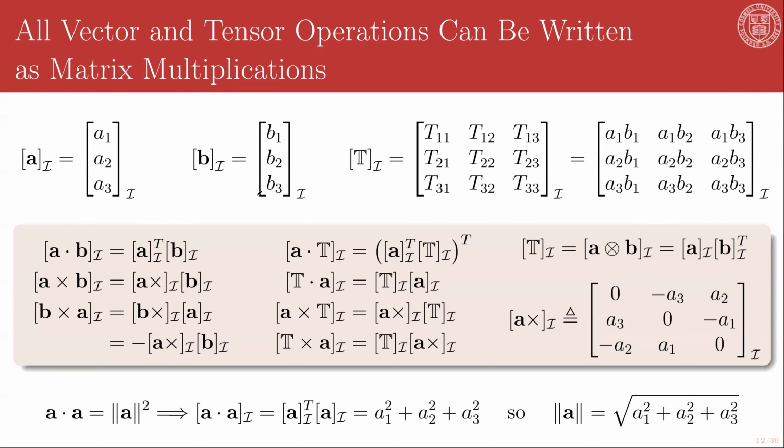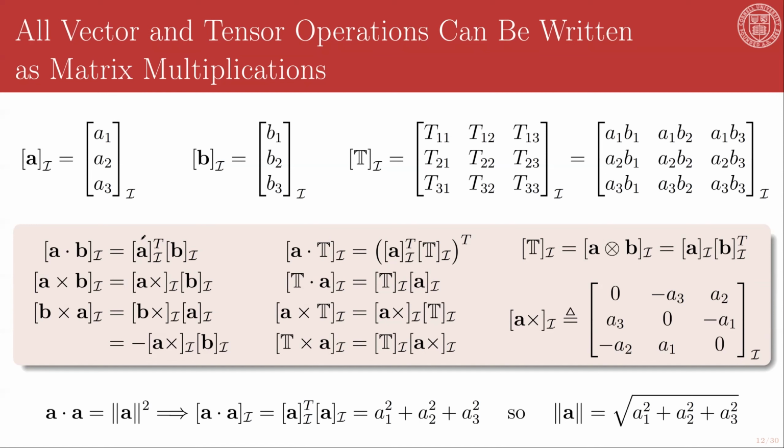The same is true for B, and the same is true for our component representation of our dyadic T, which is now represented as a square matrix, 3 by 3, because these are all Euclidean vectors, and we're working on a Euclidean space. And as we've already noted, each of these elements is equal to combinations of products of the measure numbers of A and B, like so. A dotted into B, its component representation in I, is the transpose of this matrix times this matrix.